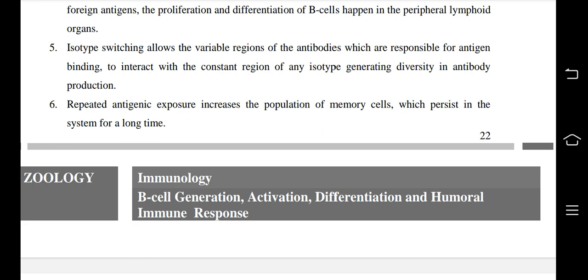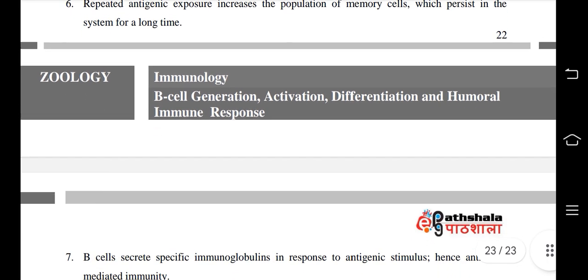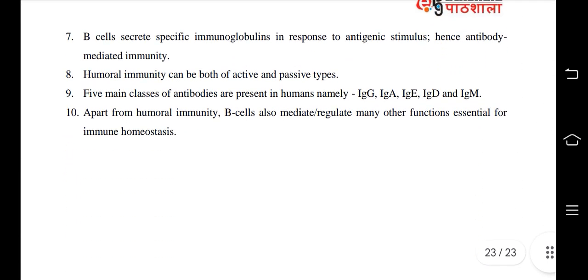Repeated antigenic exposure increases the population of memory cells, which persist in the system for a long time. B cells secrete specific immunoglobulins in response to antigen stimulus, thus antibody-mediated immunity. Humoral immunity can be both active and passive types. 5 main classes of antibody are present in humans, namely IgA, G, E, D, and M. Apart from humoral immunity, B cells also mediate and regulate many other functions essential for immune homeostasis.